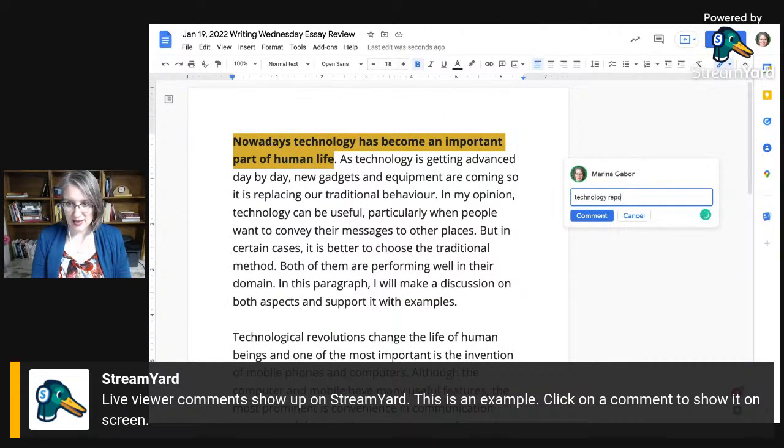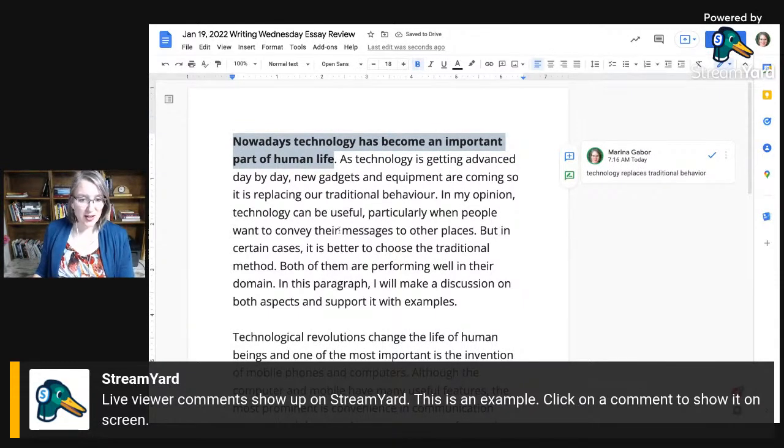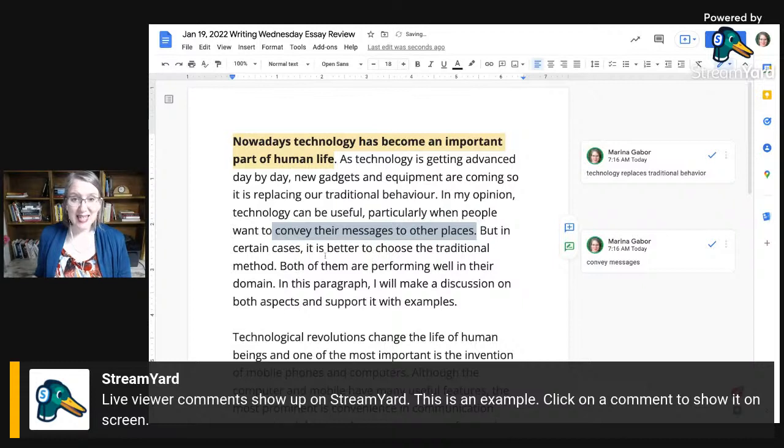Technology replaces traditional behavior. Okay, so that's what I'm expecting to see. In my opinion, technology can be useful, particularly when people want to convey their messages. So I'm assuming that we're going to have something about conveying messages. But in certain cases, it is better to choose the traditional method.